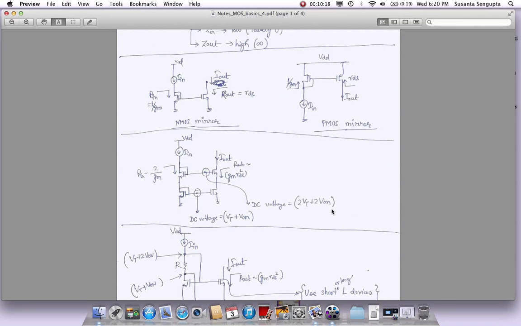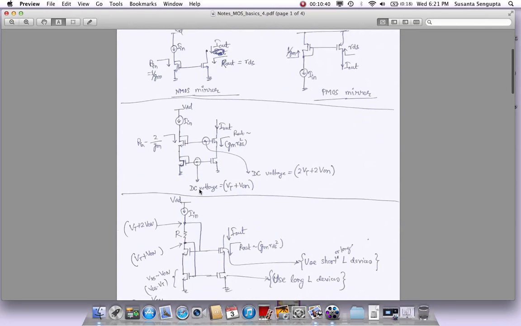1.4 volts is actually a pretty big number, given that these VDDs are almost 1 volt or 1.2 volt now in the submicron technologies. So this kind of structure is good to use if you have the voltage headroom. When VDDs are higher, if you're using older processes, you can use it. But in current day processes, this becomes difficult to use. So I wanted to emphasize that.